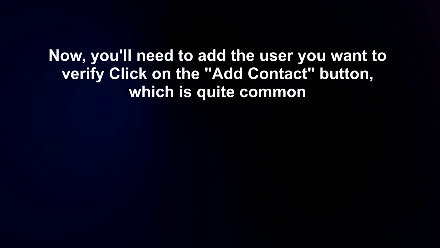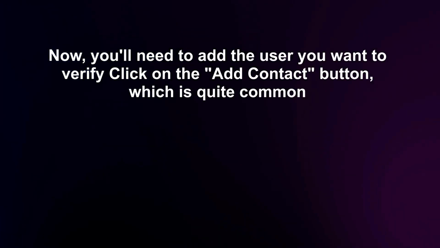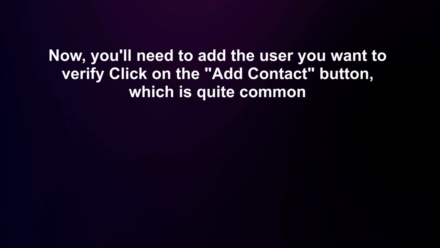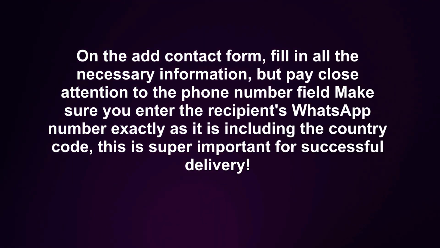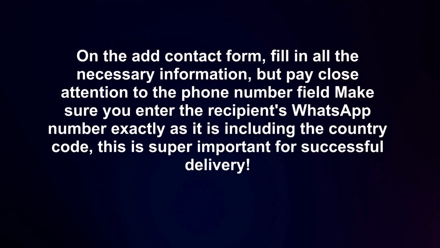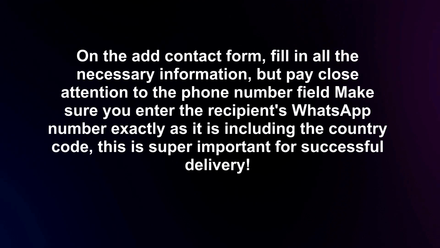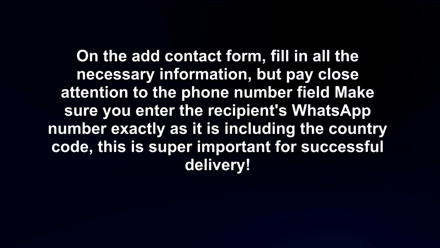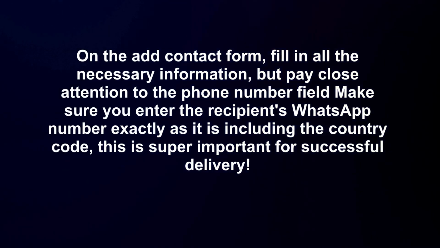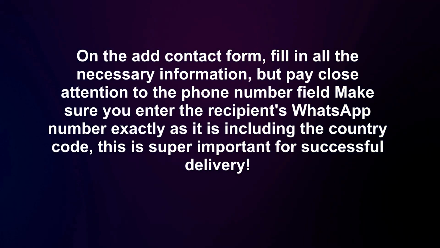Click it. Now, you'll need to add the user you want to verify. Click on the Add Contact button, which is quite common. On the Add Contact form, fill in all the necessary information, but pay close attention to the phone number field. Make sure you enter the recipient's WhatsApp number exactly as it is, including the country code. This is super important for successful delivery.